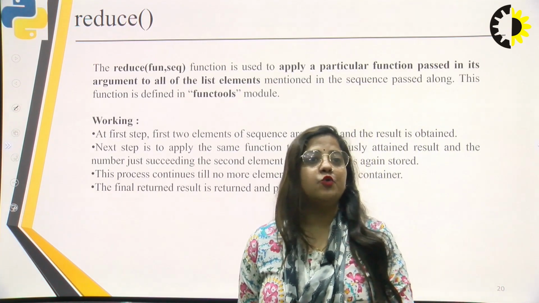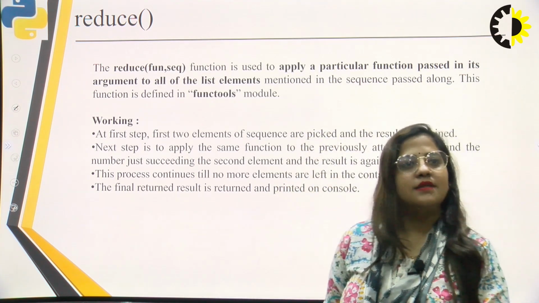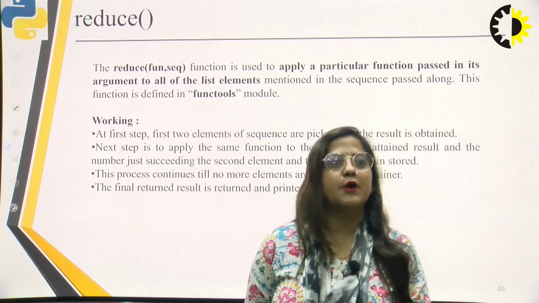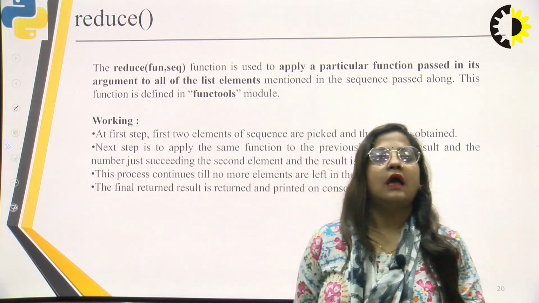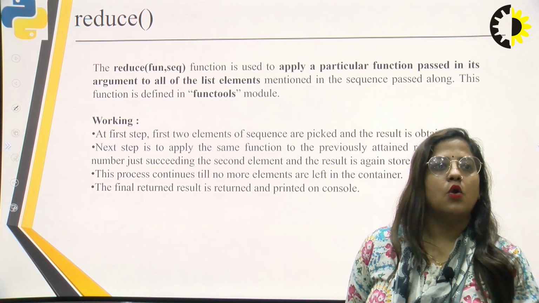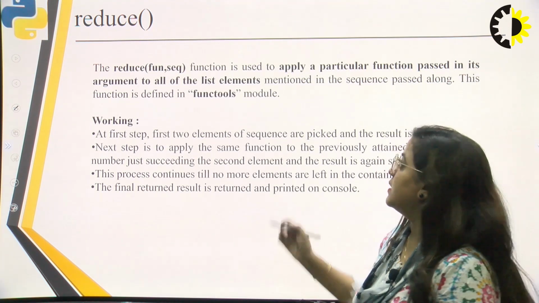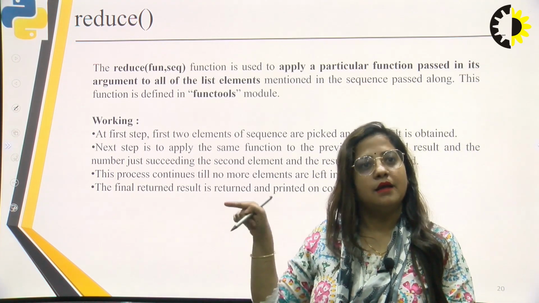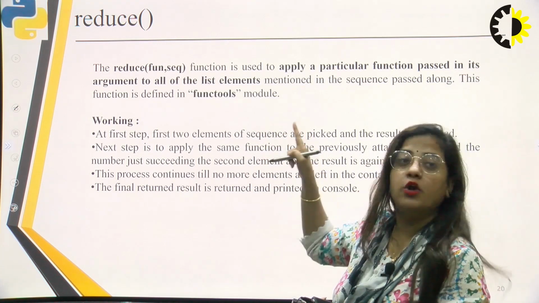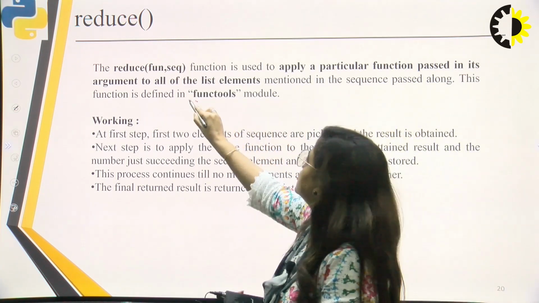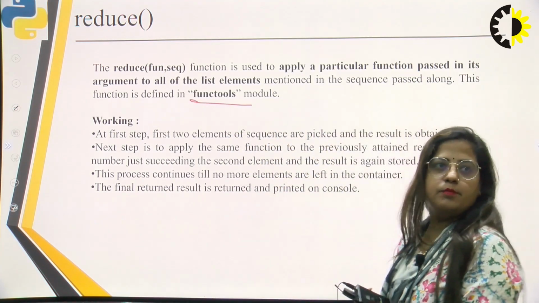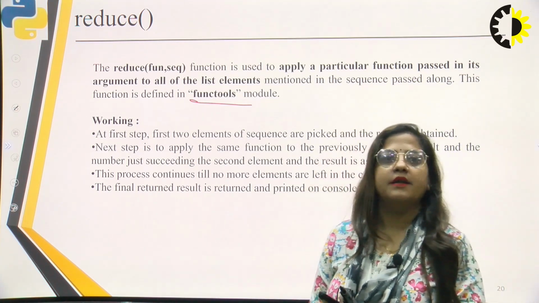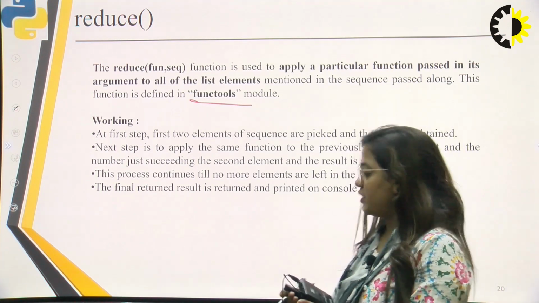And reduce, here the same thing: a function and a sequence are used, applying a particular function passed to the arguments on all of the list, with the sequence passed along with the function, defined in functools. Map and filter are both built-in functions in Python, but reduce is not; it is imported from the functools module. At the first step, the function takes 2 elements in the sequence and picks the result, meaning it reduces your list.